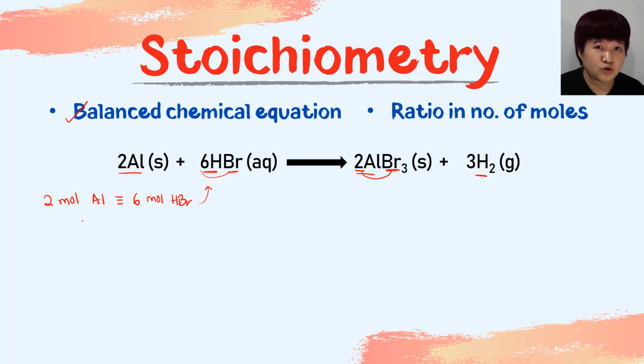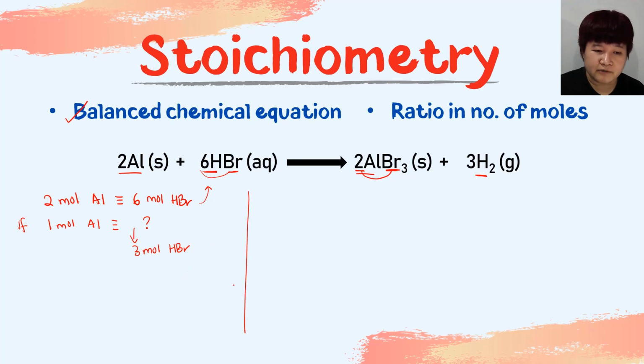But if I don't have 2 moles, how do I know how many HBr I need? Let's say I only have 1 mole of aluminium, how many moles of HBr do I need? From the balanced chemical equation, we know that 2 moles of aluminium requires 6 moles of HBr. So if I have 1 mole of aluminium, I will need 3 moles of HBr. That is what we mean by stoichiometry.